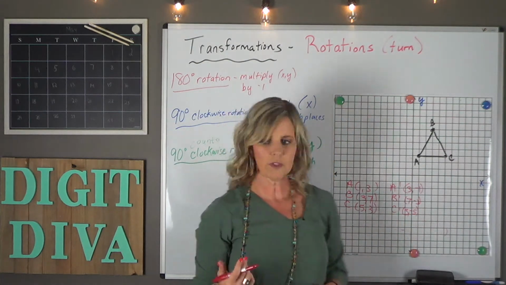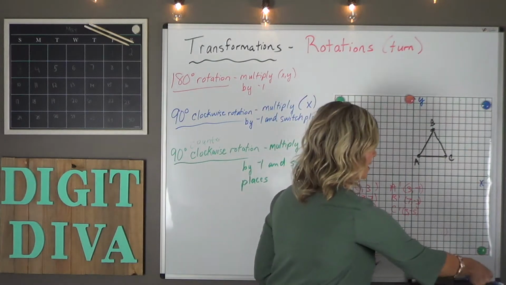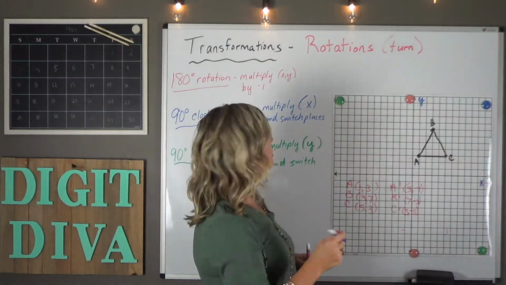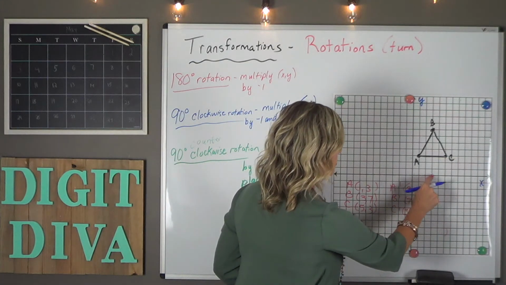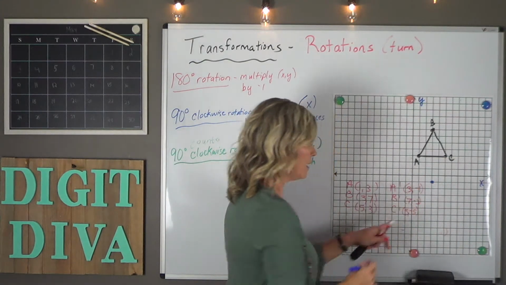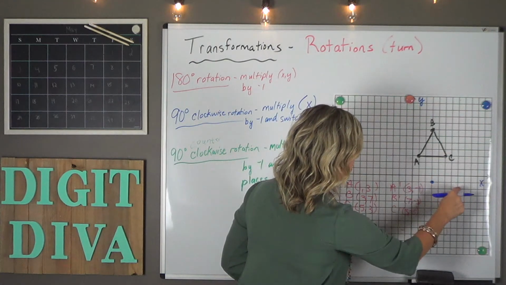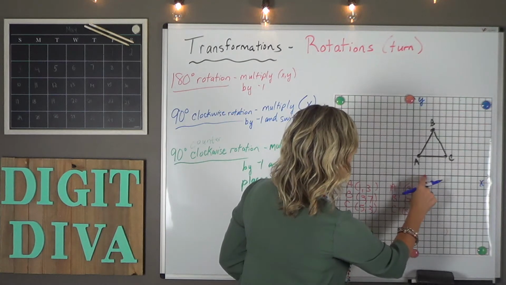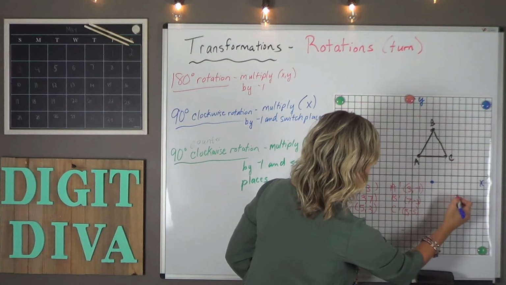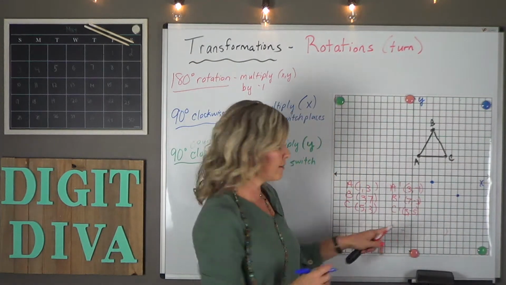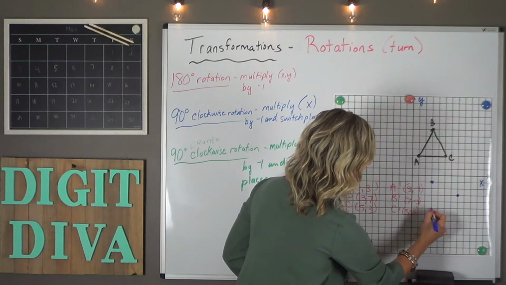This was in blue, so I'm going to stick with that, and I'm going to plot my 90-degree clockwise rotation. I have 3, -1. Then 7, -3. And then 3, -5.